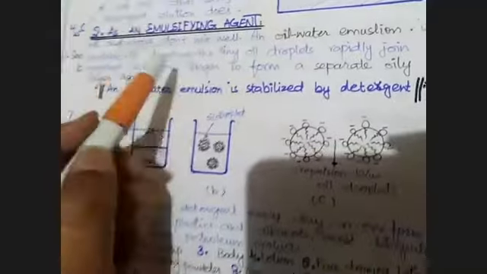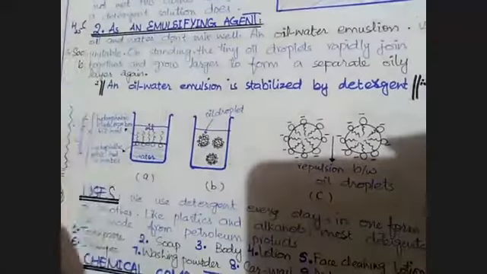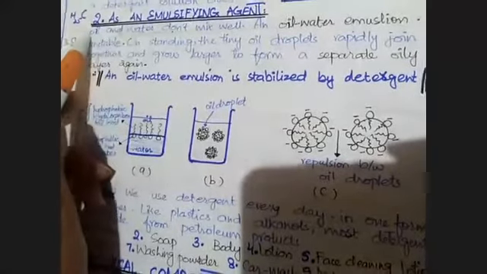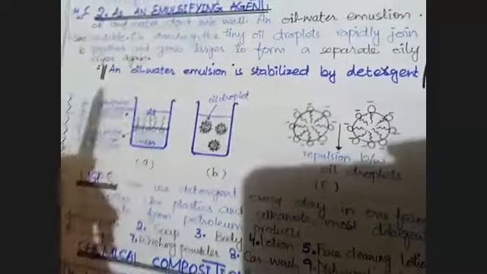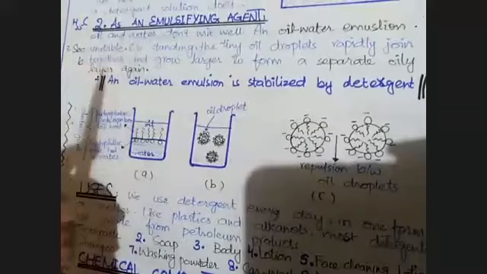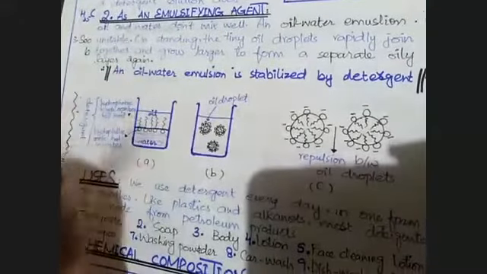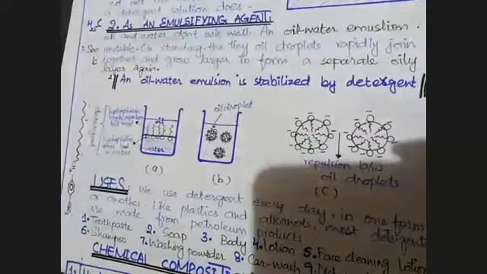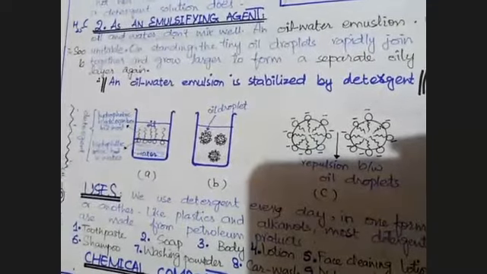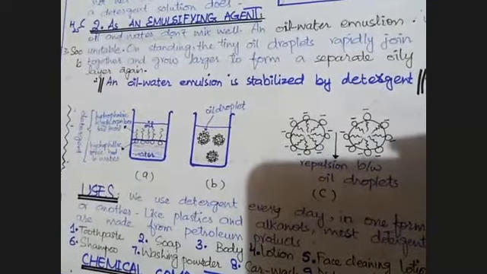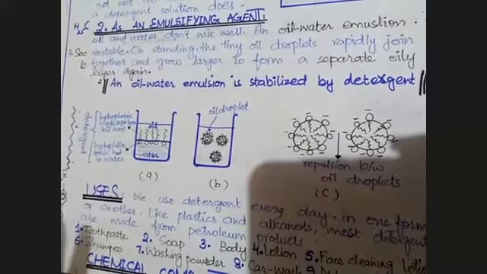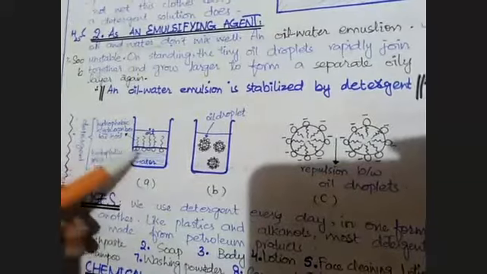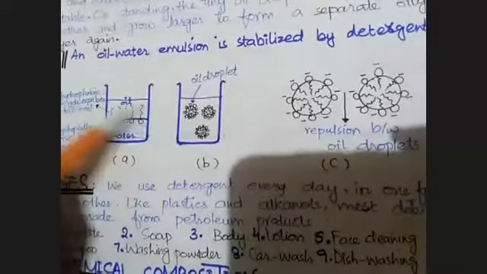Oil and water don't mix well, as we know, because one is polar and the other one is non-polar, and we know the principle that like dissolves like: non-polar dissolves in non-polar and polar dissolves in polar. An oil-water emulsion is unstable. The tiny oil droplets rapidly join together and grow large to form a separate oil layer. Here we can see the water and this is the oil layer.